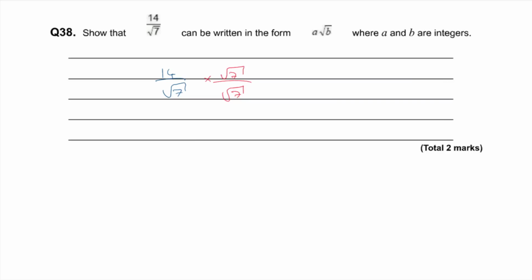We do that by multiplying top and bottom by that denominator, and that has the effect of rationalizing the denominator, because root 7 times root 7 is 7. 14 root 7 goes on the top, so it's 14 root 7 over 7. Now you'll notice that 7 goes into the 14, so you can cancel that out, leaving you with 2. So my final answer is going to be 2 root 7, which is in the form a root b as required, where a is 2, b is 7.